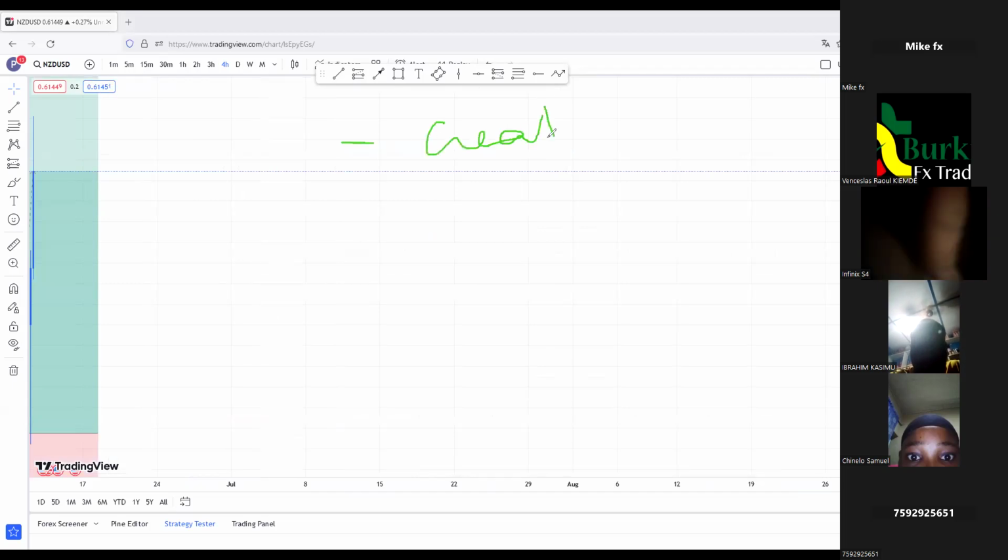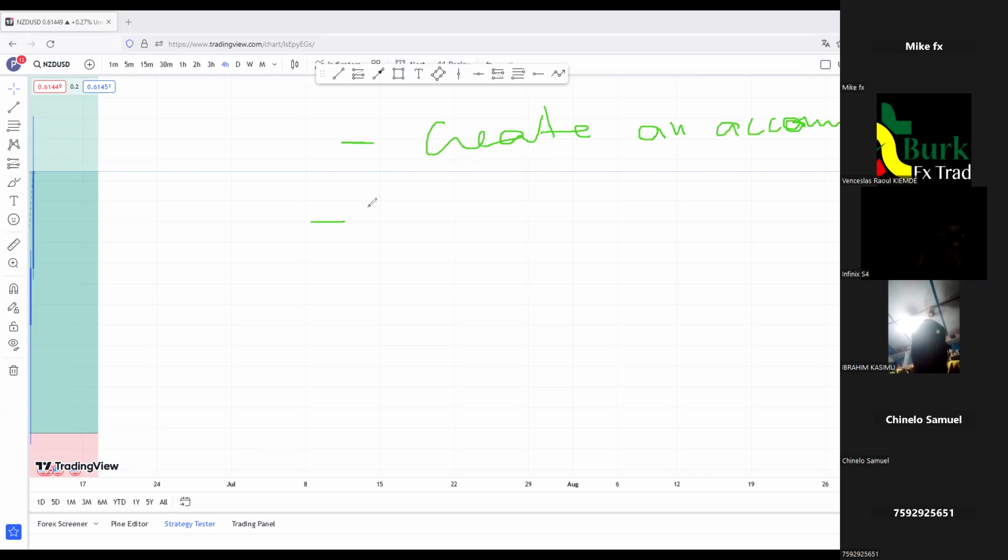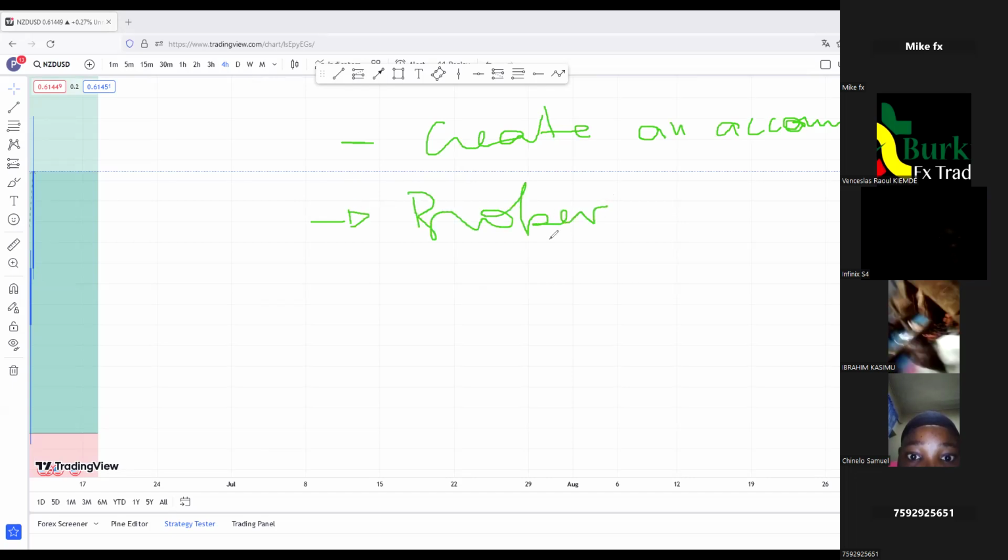So the first thing you have to do is to create an account, to create a trading account. And you will create your trading account with what we call a broker, right? You cannot have a trading account without a broker. So if you want to create a trading account, it must be with a broker, right? The broker is a kind of institution that will help you execute your trades, right? So after creating your account, it's up to you to choose the broker you want to trade with.